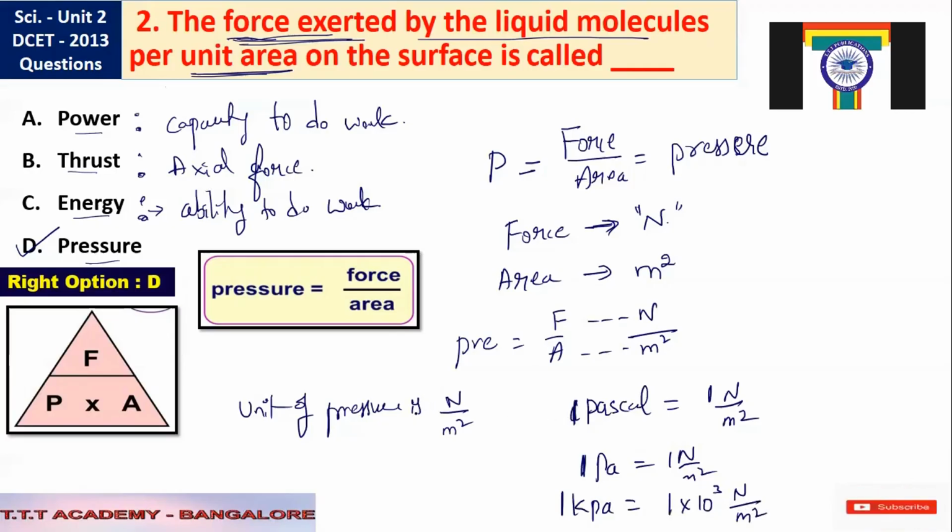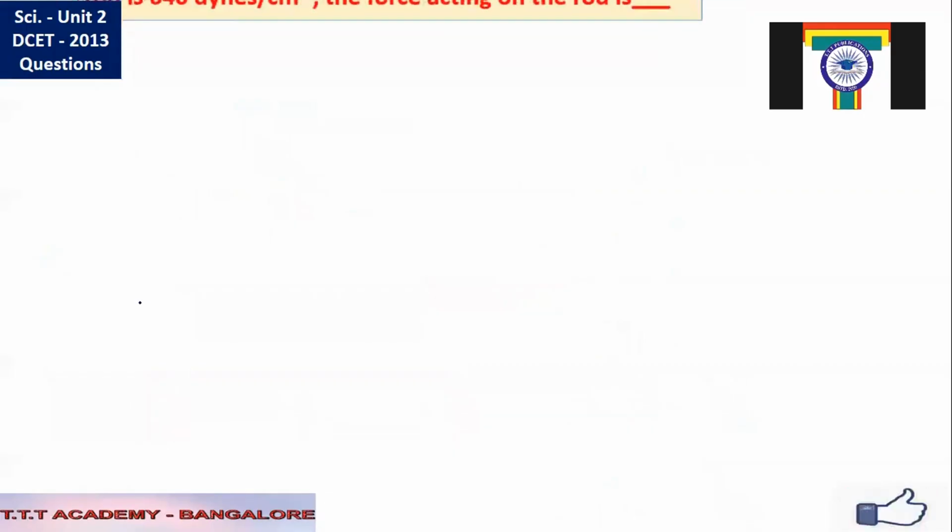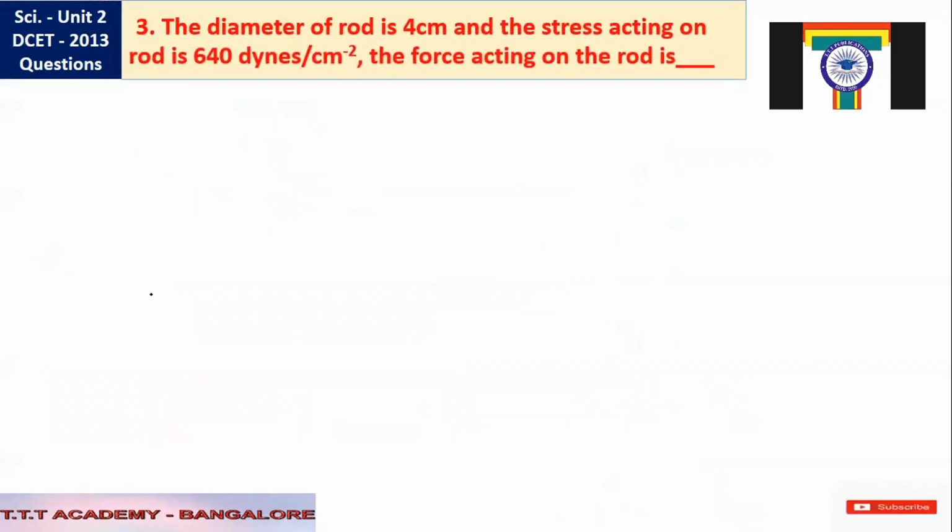So for question number 2, the force exerted by the liquid molecule per unit area on a surface is called pressure. Therefore, the right option is D. Next, dear students, I'm going to start with question number 3. The diameter of a rod is 4 centimeter and the stress acting on the rod is 640 dyne per centimeter square. Just observe here, the diameter of a rod is given.